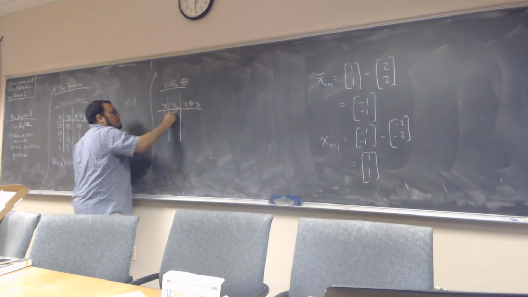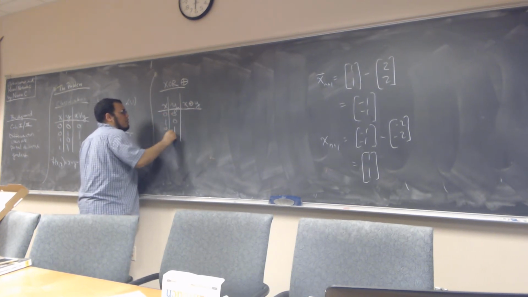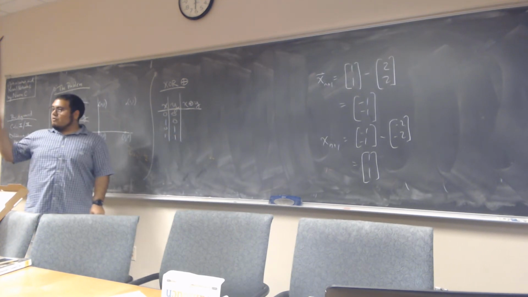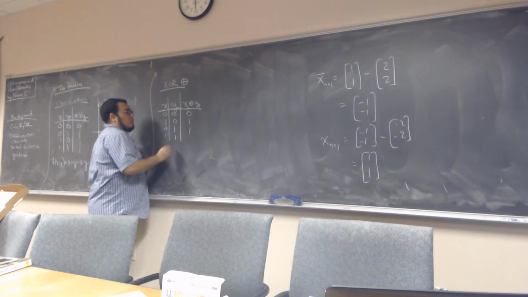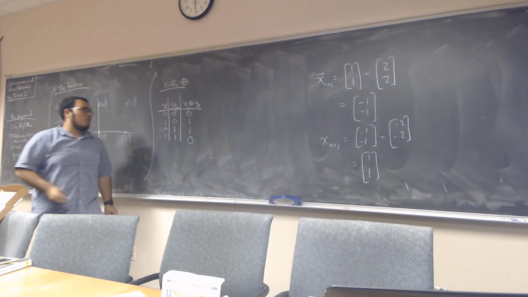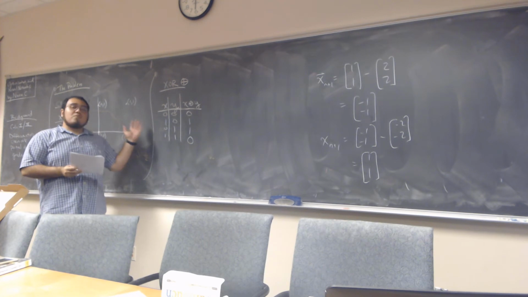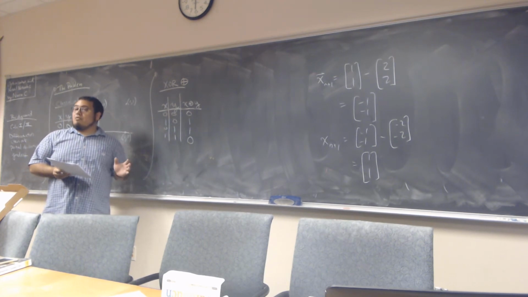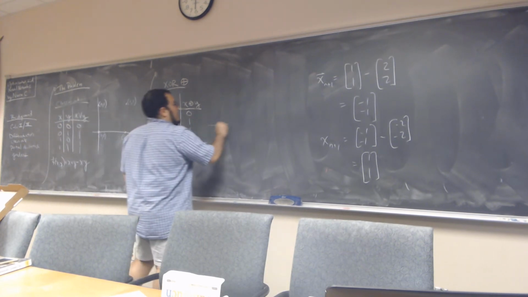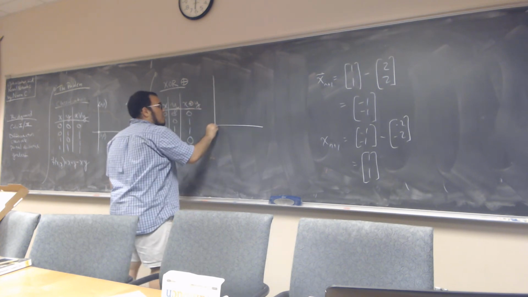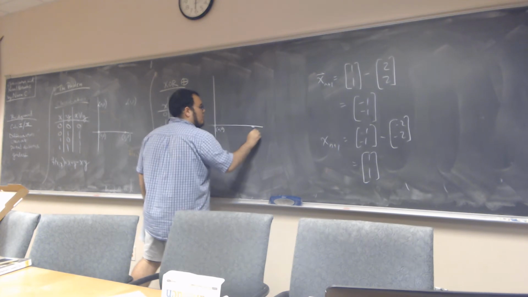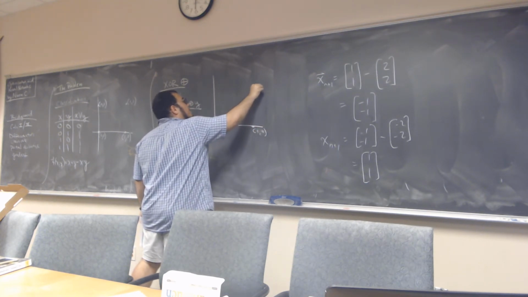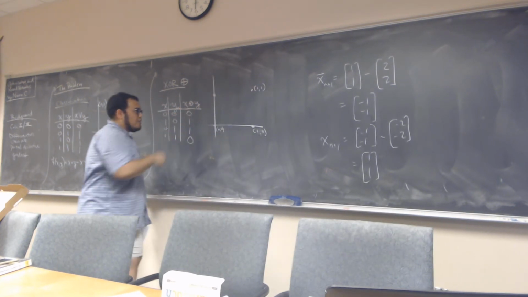Again, I'm going to need your help here. 0, 0; 1, 0; 0, 1; 1, 1. So exclusive OR just means either one or the other, but not both. Great. And let's plot it again. You know what that is.